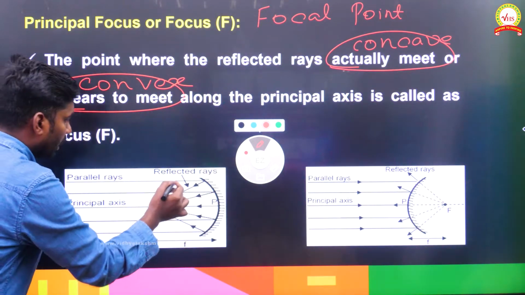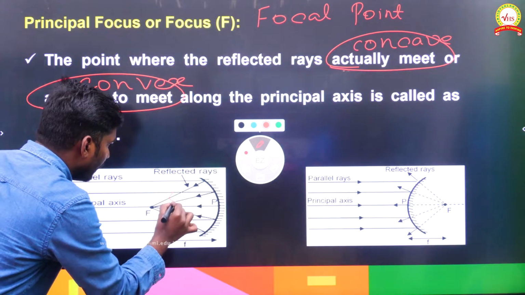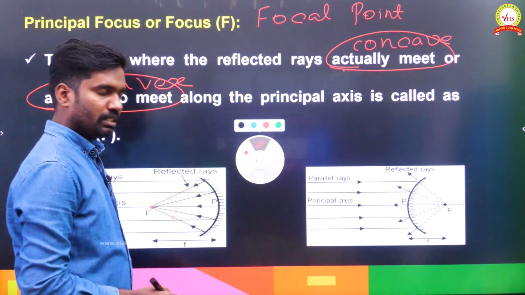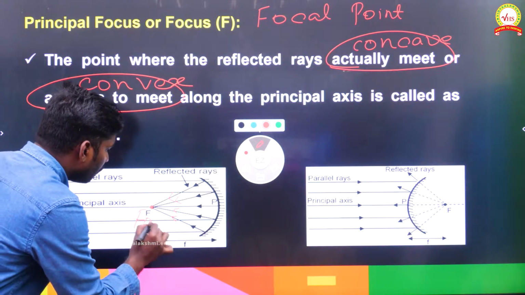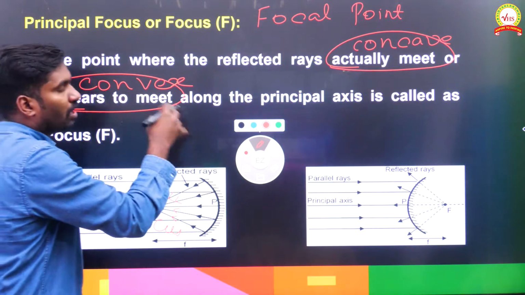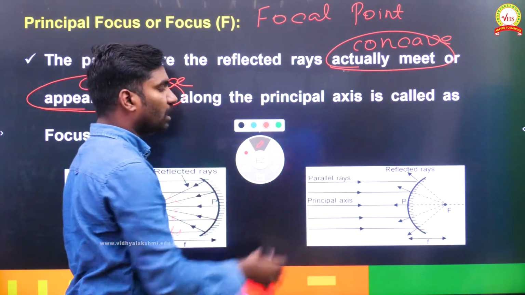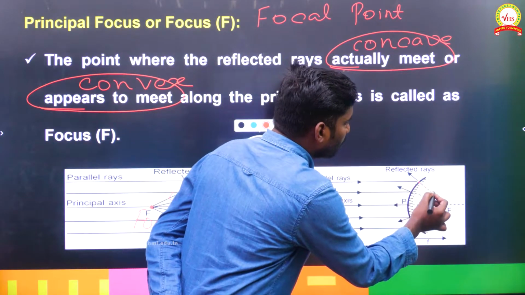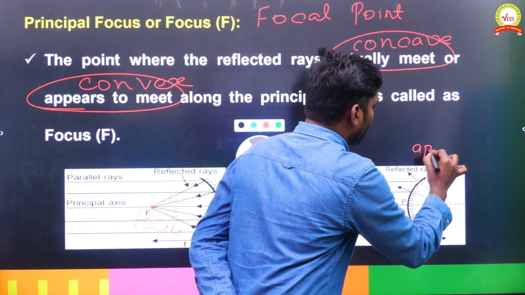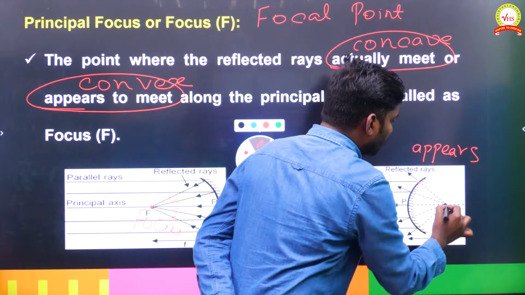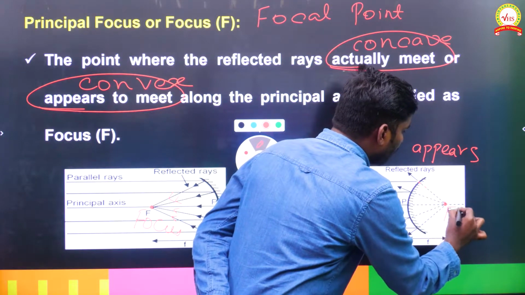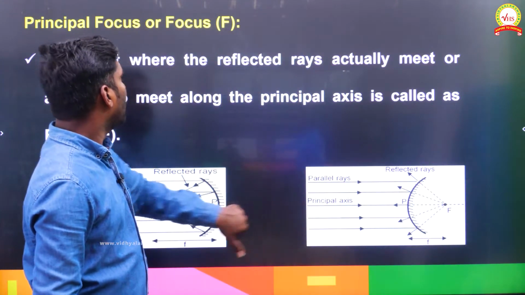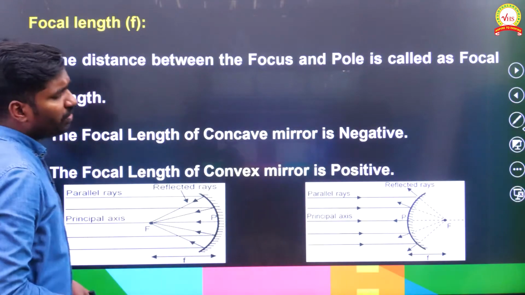So if you are checking a concave, the reflected rays will actually meet at one point along the principal axis. This point we call the focus of a concave mirror. Whereas if you are taking a convex, here the reflected rays are diverging, and when you extend them they appear to meet. Along the principal axis, this point we call the focus, right?